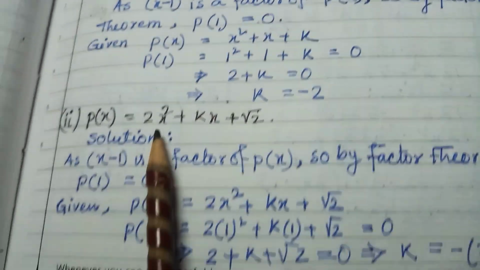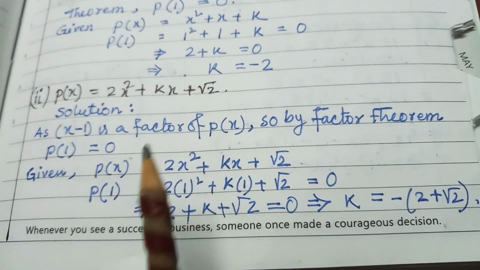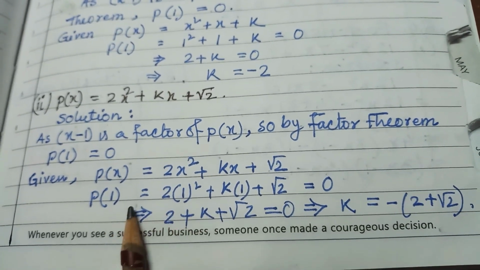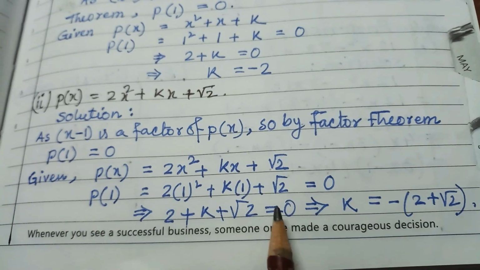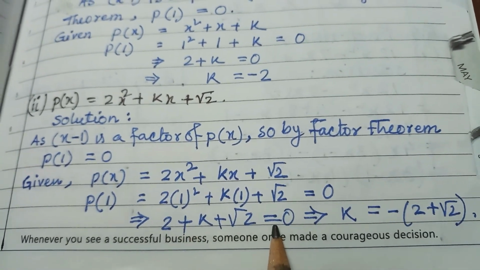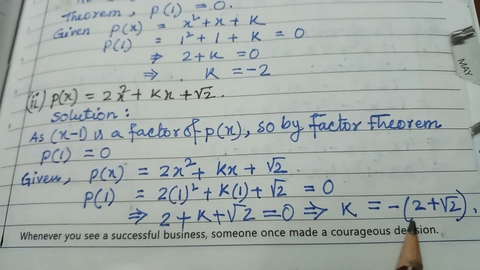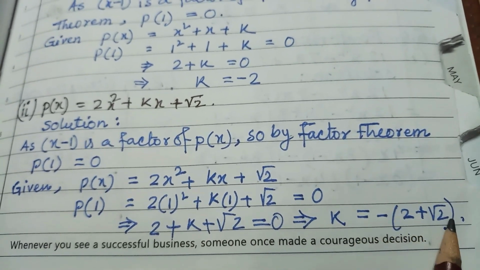The next question is also a polynomial, 2x square plus kx plus root 2. So again substitute this value. x equal to 1. That is coming 2 plus k plus root 2 equals 0. So k is equal to minus 2 minus root 2. So minus common, 2 plus root 2.